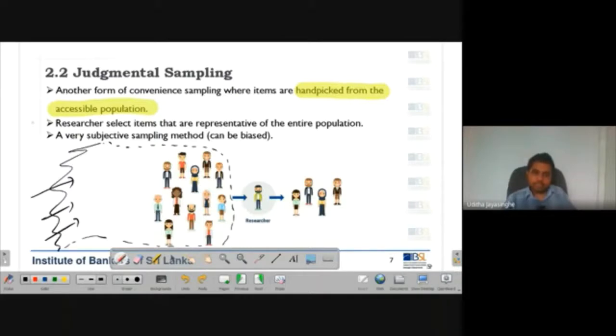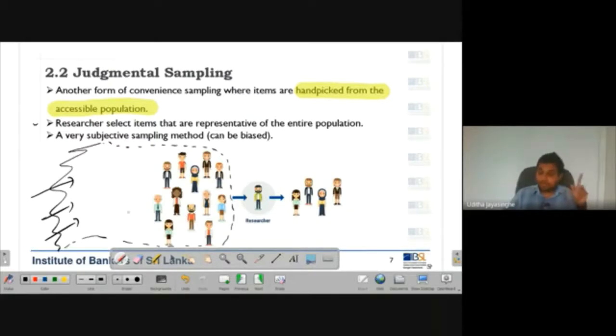Please look at the second bullet. Researchers select items that are representative of the entire population. He believes that the entire population is going to be represented by this selection. Once again, it's going to be a very subjective sampling method and it can be biased. Why? There is no probabilistic orientation. There is no same opportunity being given to the entire population. Look at the body: another form of convenience sampling where the items are handpicked from the accessible population.